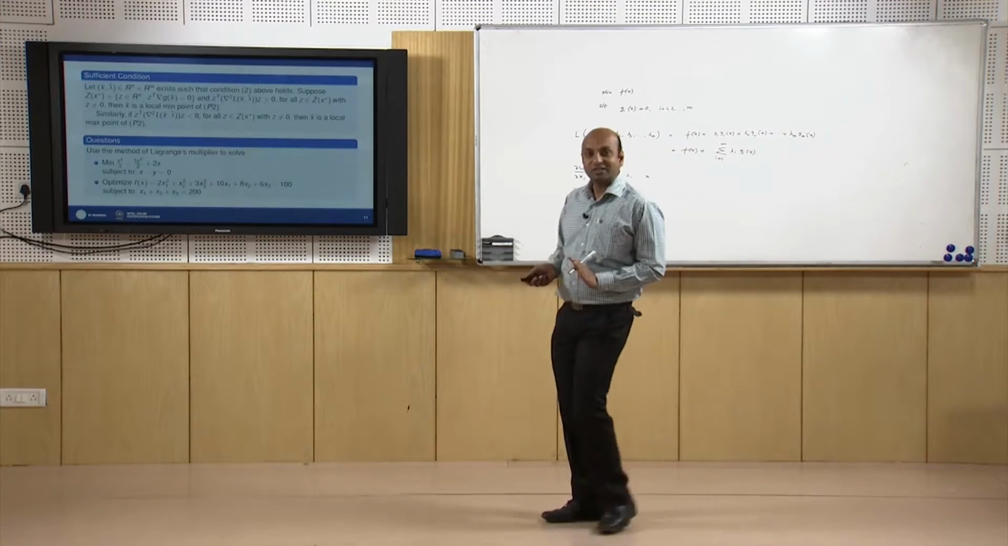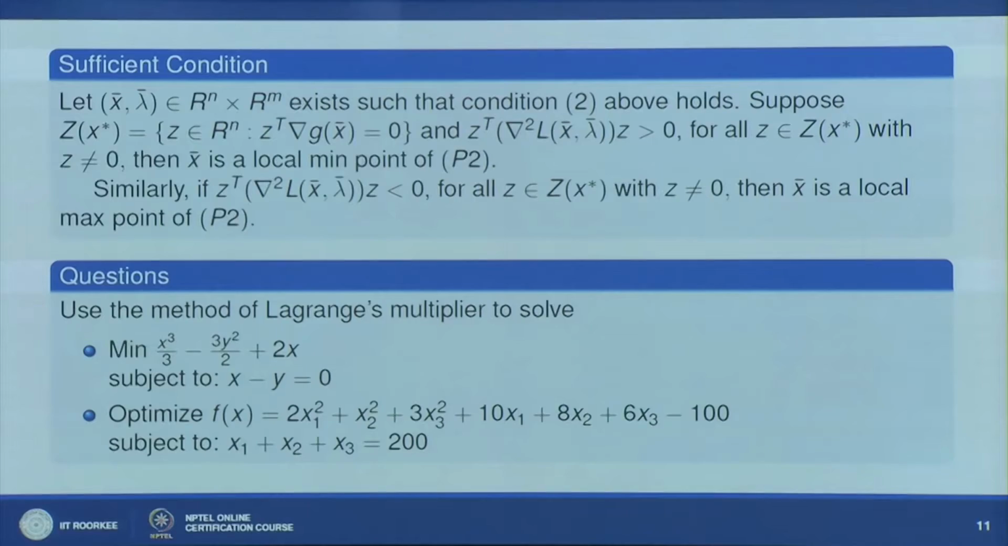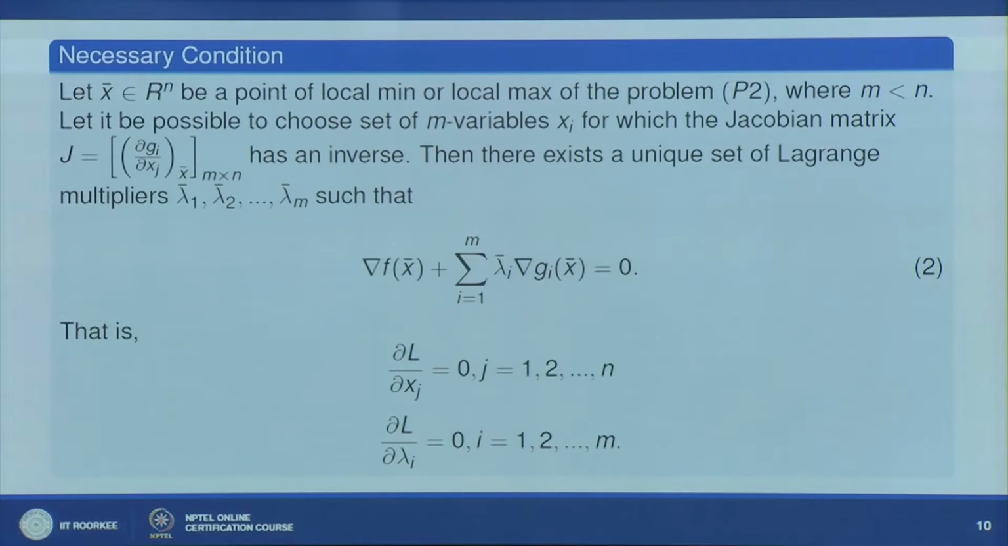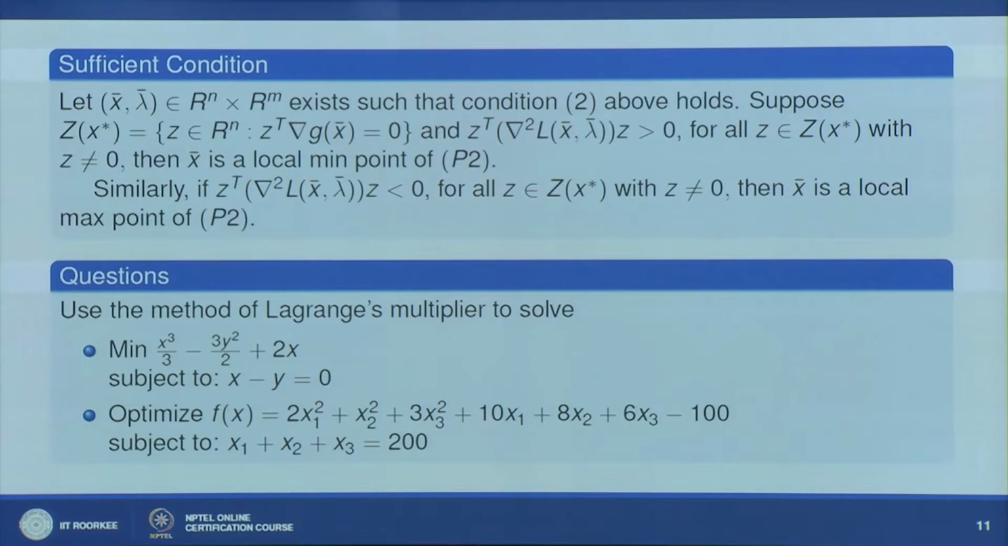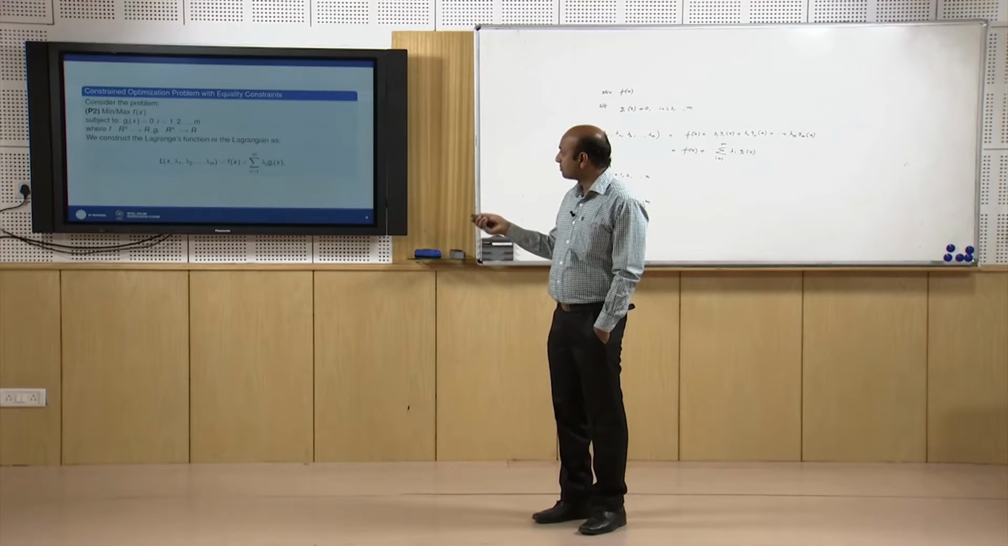Now, what is a sufficient condition? Let x bar, lambda bar which belongs to R^n cross R^m exist such that the condition 2 above holds. Suppose Z(x star) consists of all z belonging to R^n such that z transpose gradient of g(x bar) is equal to 0 and z transpose Hessian matrix of L with z is greater than 0 for all z belonging to Z(x star) with z not equal to 0, then x star is a point of local minimum of the problem P2. P2 is this problem.